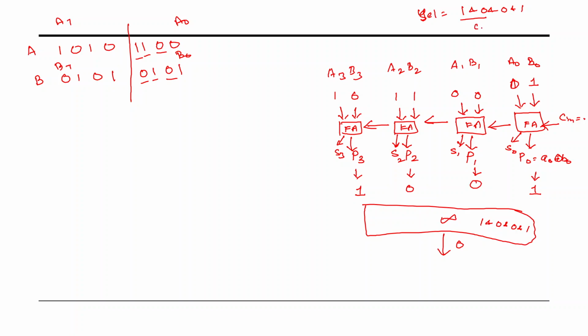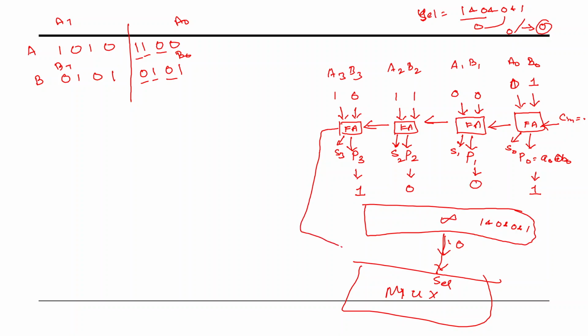So 1 and 0 is 0. And then 0 and 0 is 0. 0 and 1 is 0. That's the output. The 0 will go to the multiplexer. This will act as a selection line. So if it is 0, it will select this carry out.